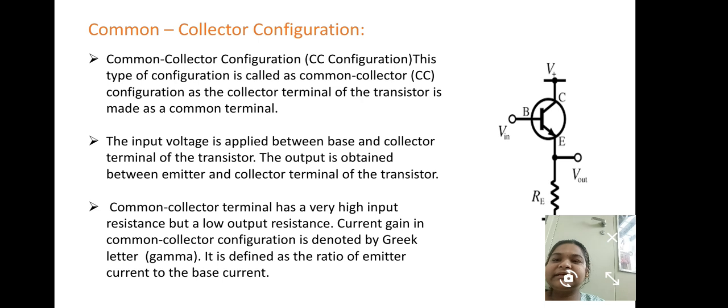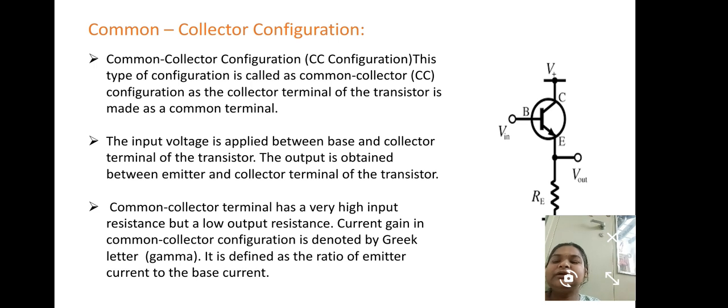Common collector configuration. Common collector configuration, as the collector terminal of the transistor is made the common terminal. The input voltage is applied between base and collector terminal of the transistor. The output is obtained between emitter and collector terminal of the transistor. Common collector configuration has a very high input resistance but a low output resistance.